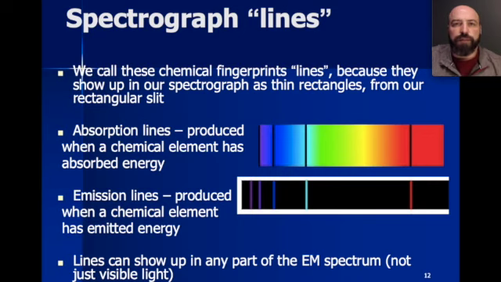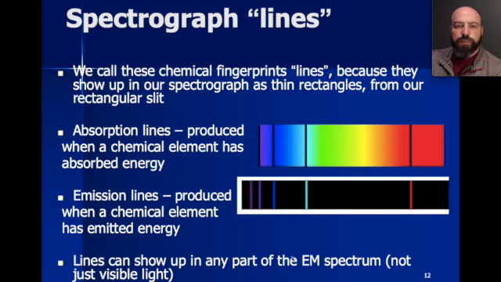So these lines that we're talking about on a spectrograph, like I said, they're kind of like little chemical fingerprints. When we have a continuous spectrum and there are colors that are missing, we call that an absorption spectrum, and those are absorption lines. Usually they're called lines because the spectrograph that we're looking through has a little rectangular opening, and so that's why they turn out to look rectangular on our graph.